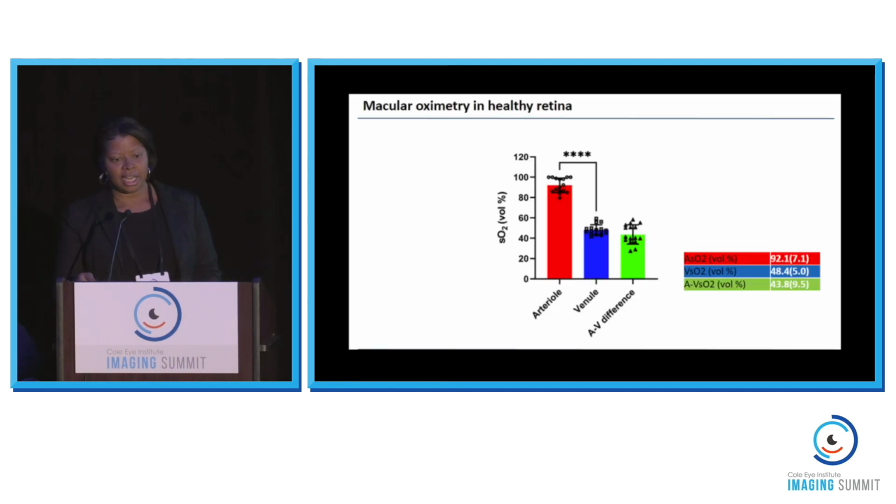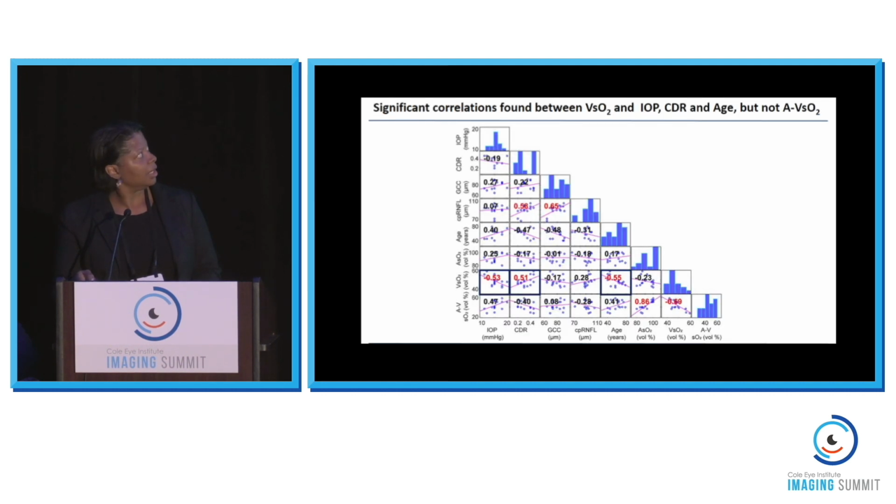And this is the oximetry measurements that were extracted from the normals. So again, this is a pseudo-color image, but we are finally getting normative data. What is normal in these normal subjects? About 92% arteriolar saturation, about 48% venular saturation, and then the AV ratio is about 44%. There were significant correlations found between the oxygen saturation and intraocular pressure, cup-to-disc ratio, and age, but not the arteriovenular saturation.